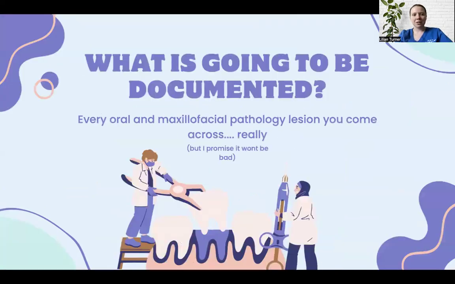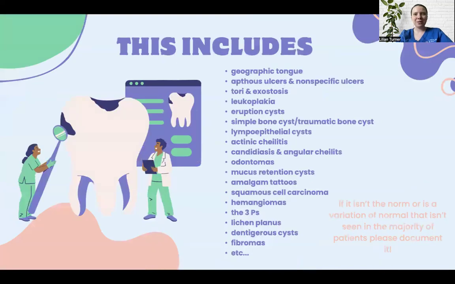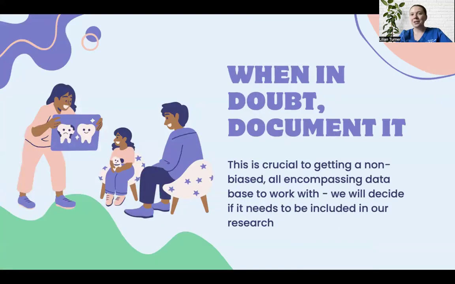So what's going to be documented? Everything you come across. Honestly, I promise it will not be that bad. So this includes things that you see probably every day in clinic, including geographic tongue, aphthous ulcers, mandibular and maxillary tori or exostosis, leukoplakia, the 3 Ps, amalgam tattoos, lichen planus, etc. If it isn't the norm or is a variation of normal that isn't seen in the majority of the patients, please document it. So when in doubt, you're going to document it.